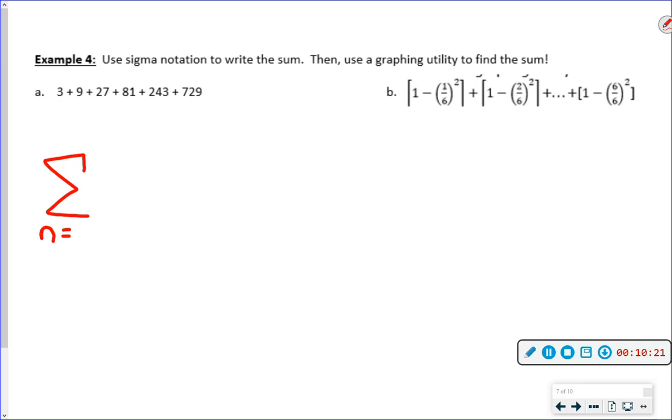3, 9, 27, 81. They're all powers of 3. 3 to the first, 3 to the second, 3 to the third, 3 to the fourth, so on and so forth. So 3 to the n. So there's my expression. And of course we're starting with 1. The question is, count it. This is 3 to the what?